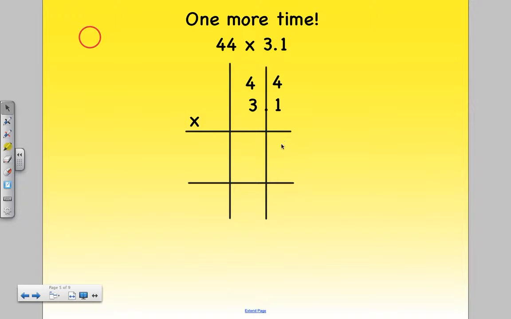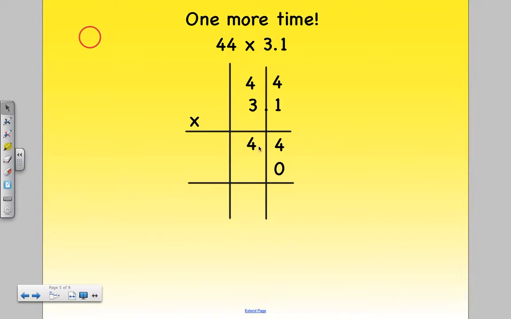1 times 4 is 4. 1 times 4 again is 4. Okay, now we're finished with our first row. 1 went to this 4, it went to that 4. We're finished in this area, so we must add our 0 down below to hold in place, and then we can move on to our 3. So we're going to do 3 times 4 and then 3 times this 4.